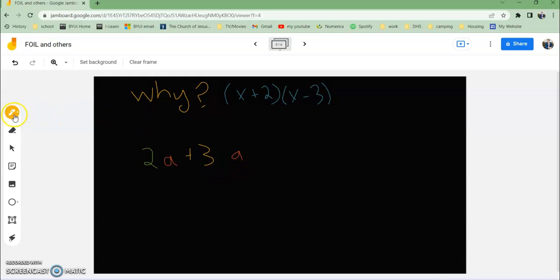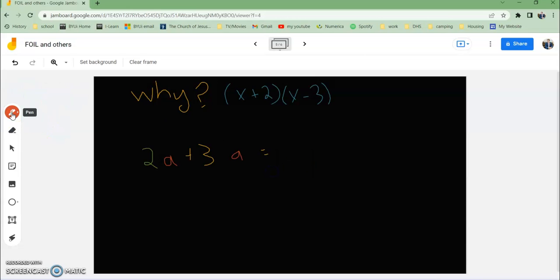Well, we know that this is 5a. That should be 5a. And the way we got that, let's put that in red, is we actually added the 2 and the 3, and that's how we got 5. We know we can do that. So let's go back here. So instead of just skipping to the 5a, let's write that out.